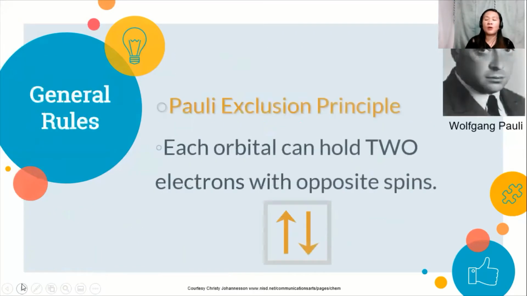Let's start with the Pauli exclusion principle. As we have mentioned, these orbitals can contain a maximum of 2 electrons, and as I mentioned earlier, they will have opposite spin. One of them will go clockwise, the other counterclockwise. So we give the value 1/2 for the first, and the second one will be negative 1/2.